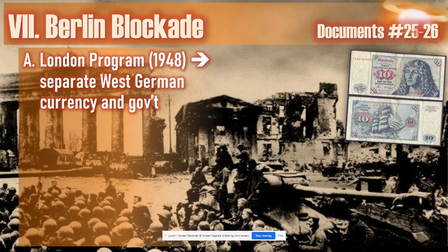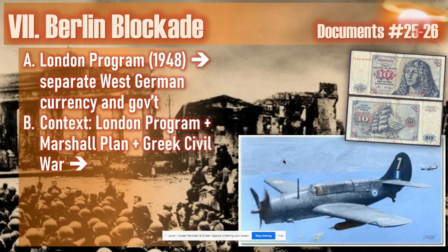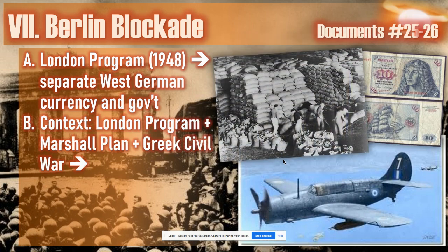In the zones that we occupy in the West, we're going to create a separate West German government, and not only that, but a separate currency as well. So now the West will officially operate differently than the East. This is really the starting point of the division of Germany. You could blame whoever you would like, but the Western allies felt like it was time to move on.